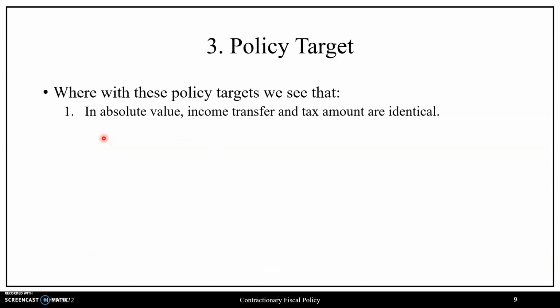With these policy targets, we see that overall in absolute value, income transfers are identical to taxes, as we've mentioned before. And in terms of restraint, government purchases require less restraint than transfers or taxes, given that they have a direct effect on aggregate demand, while income transfers and taxes have a proportional effect, as we mentioned in our prior video and in our derivation of these equations 2 videos prior.